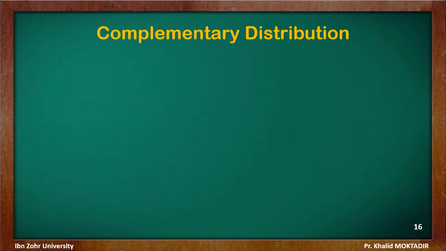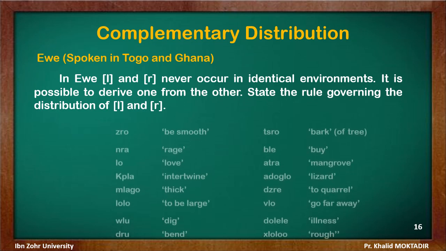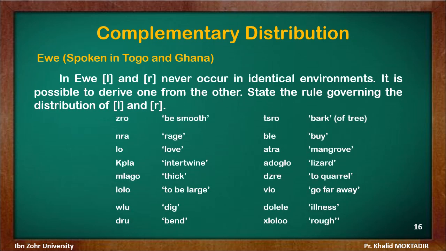The next problem is on Ewe, that's spoken in Togo and Ghana. In Ewe, the two liquids l and r never occur in identical environments. That is, they are in complementary distribution. It is possible to derive one from the other. In other words, one of them is the phoneme and the other is the allophone. Now, what you need to do is to state the rule that derives the allophone from the phoneme. In other words, the rule that governs this distribution of l and r. You have the data right in front of you. Take the time to look at the data carefully, and in the next slide, you're going to see some steps to follow.